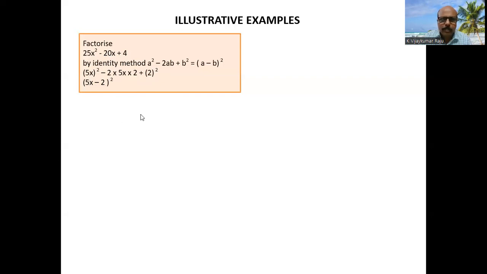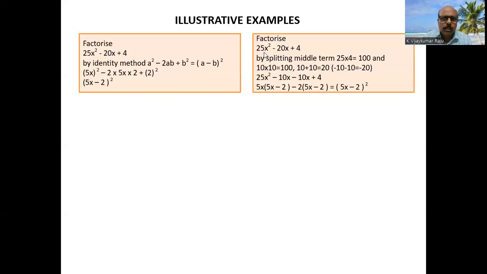Okay, identity. Now, suppose this 25x square minus 20x plus 4, same sum, now by splitting the middle term. What are we getting here? The first number and the last number should be multiplied. 25 into 4 is 100. And 100 can be written as 10 tens are 100. And if you add these two, 10 plus 10 is 20. But I want minus 20, so you should take minus 10 minus 10, so that you'll get minus 20. So write the first term as it is, and split the middle term as minus 10x minus 10x plus 4.